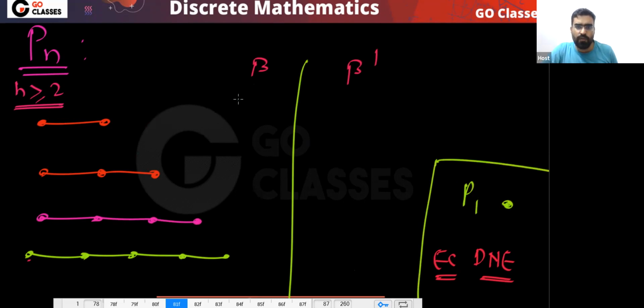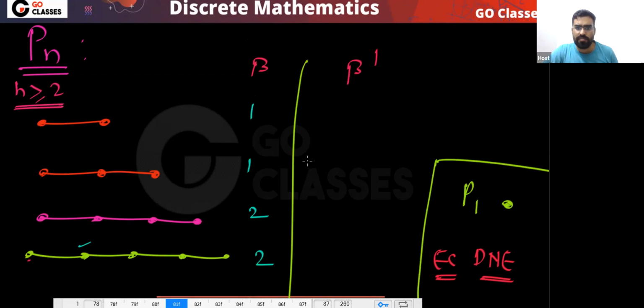So for this graph, what will be beta? Vertex cover. So one is enough. Here, this will be enough. Okay, next, what about this? You need 2. And here, what you need? Here you need 2. Again, you need 2. Yes or no? Here again, you need 2.